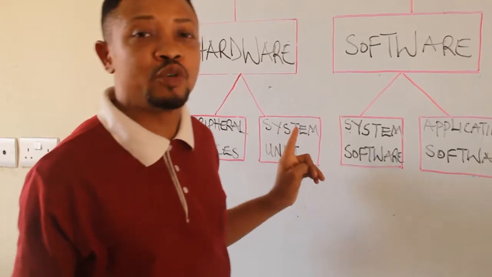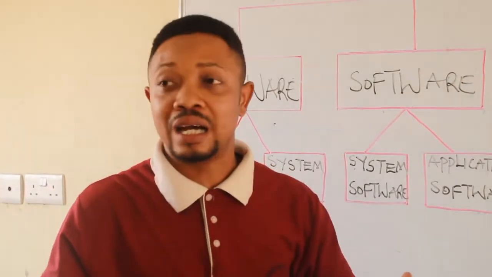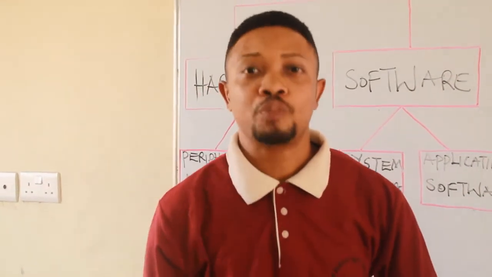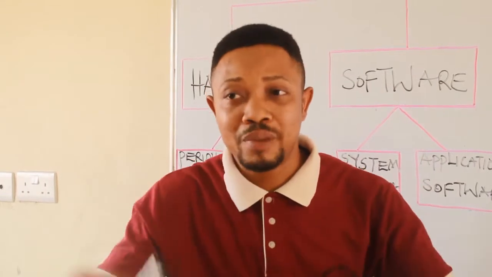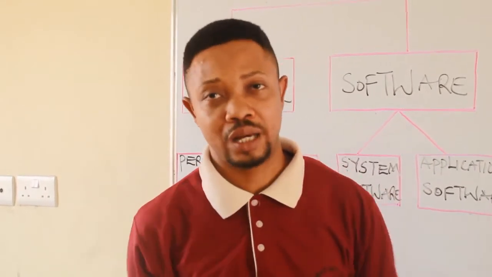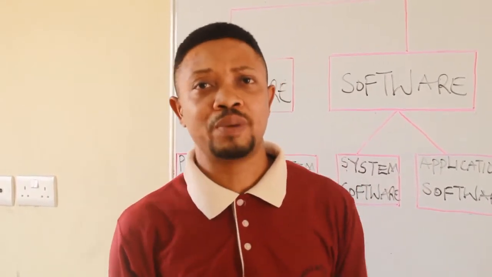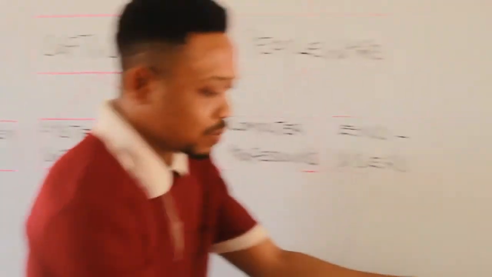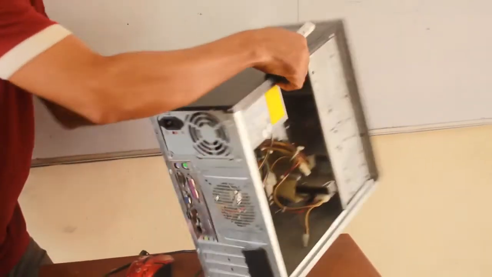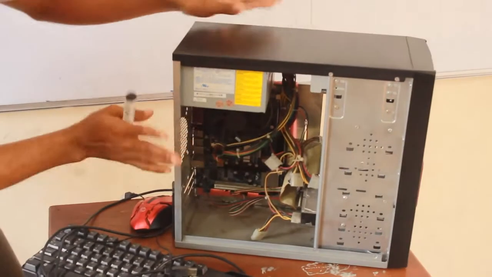Now, the system unit, I said earlier, is the main component of the hardware. It is the main part of the hardware. Why is it the main part? If you look at my case in here, now this is my system unit.